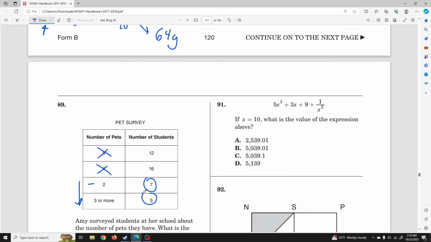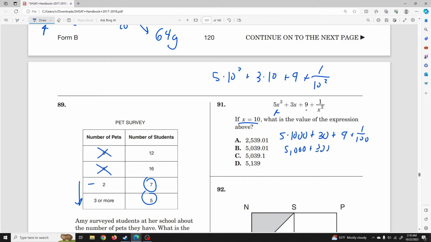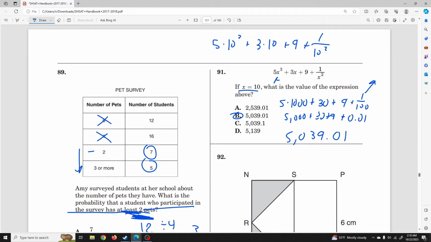Moving on to number 91. If x is equal to 10, what is the value of the expression above? Right, so if x is equal to 10, just plug in 10 for all these values. So 5 times 10 cubed plus 3 times 10 plus 9 plus 1 over 10 squared. So 5 times 1,000 plus 30 plus 9 plus 1 over 100. So 5,000 plus 30 plus 9 plus 0.01. This is an equivalent form. So here we have 5,039.01. So choice B. All we have to do there.